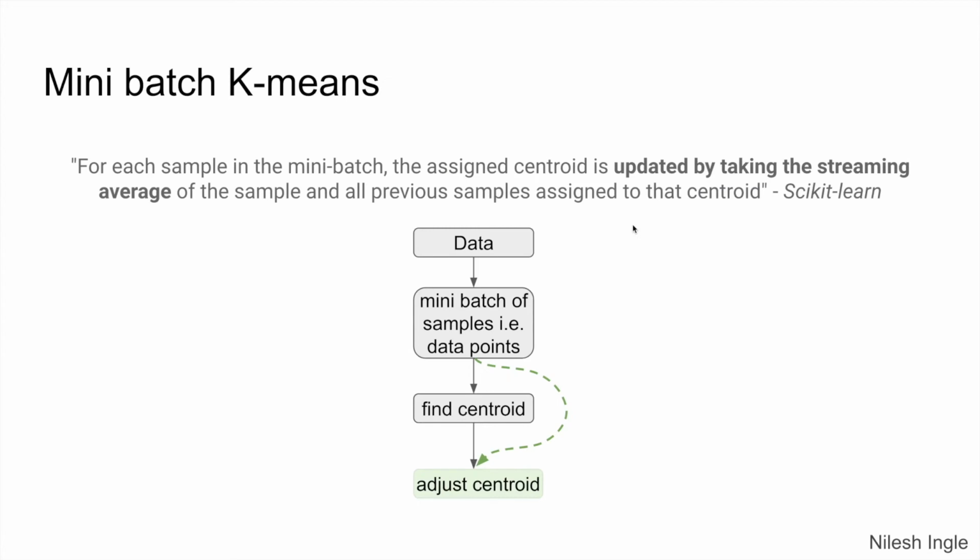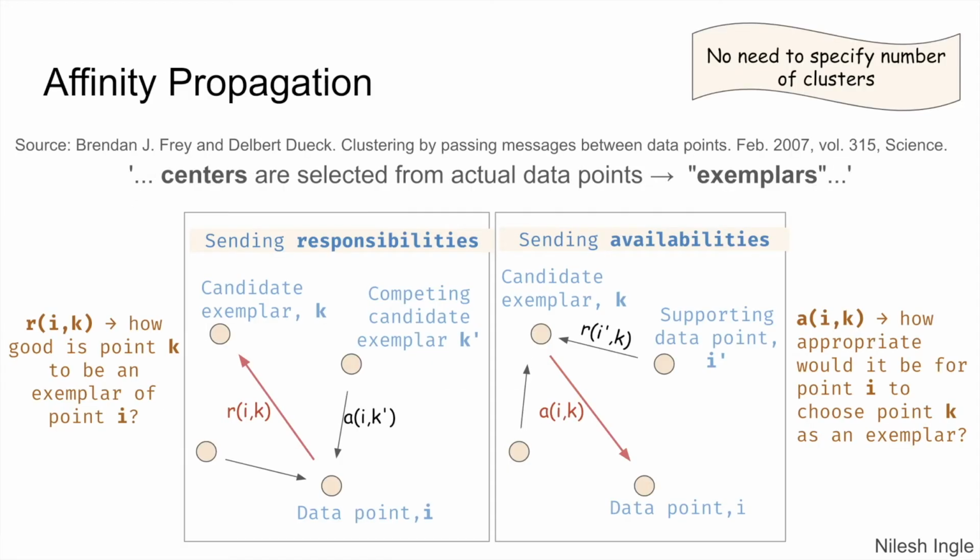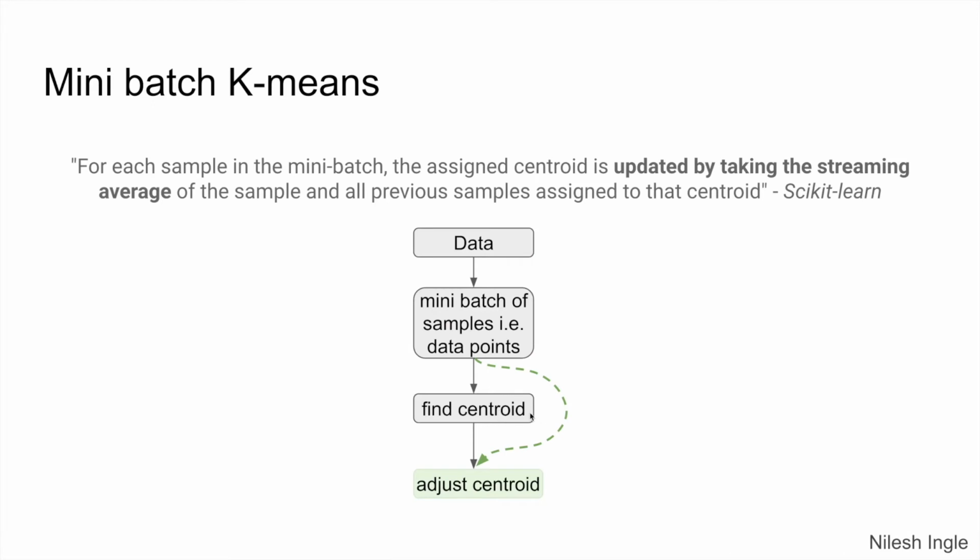Next one is mini batch k-means. As the name suggests, here the entire data set is not used at once, but we pick batches from the dataset. So you have a dataset, you pick a batch, find the centroid, and then pick another batch, and then update the centroid based on the new set of data points. Now, one point to note here: I've mentioned centroid, so this could be just one centroid, or it could be more centroids.